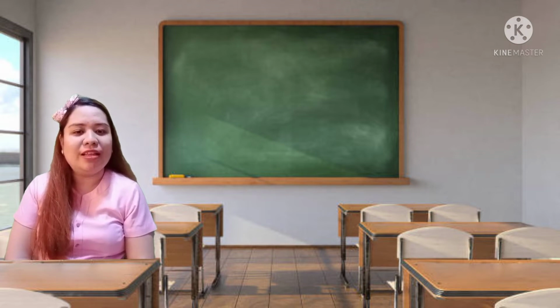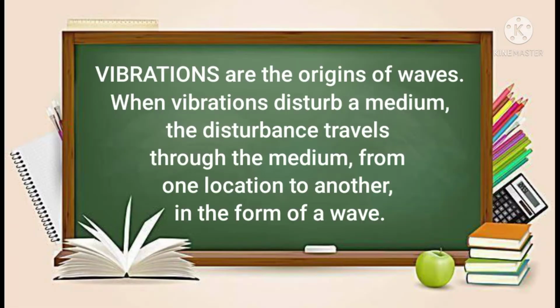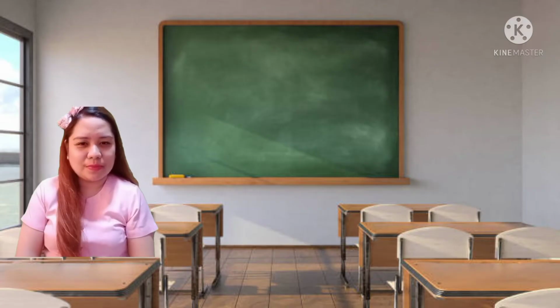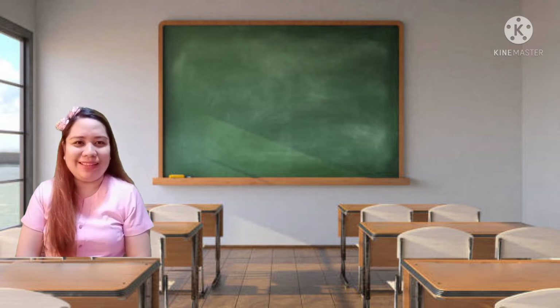Repetition of movement that causes a wave is created by vibration. Vibrations are the origins of waves. When vibrations disturb a medium, the disturbance travels through the medium from one location to another in the form of a wave. A wave is a traveling disturbance that carries energy from one place to another with or without a medium. A medium is the material that carries the wave. It is where the waves travel.